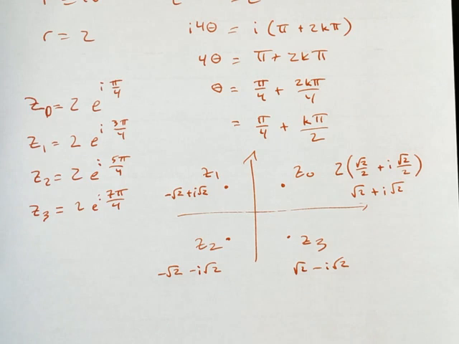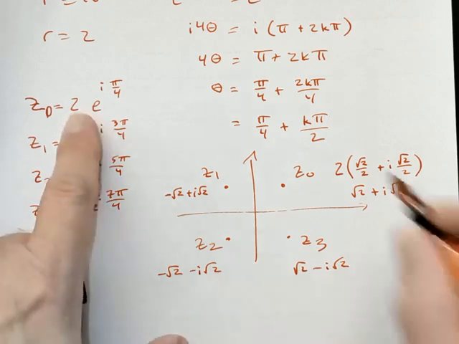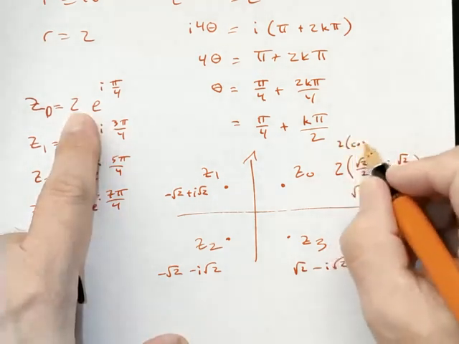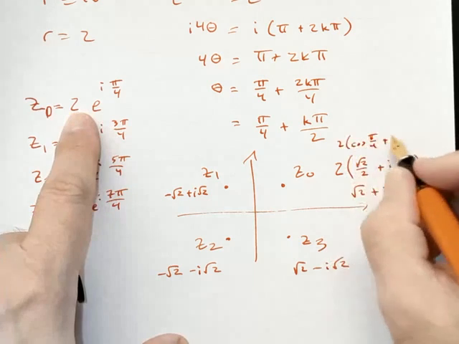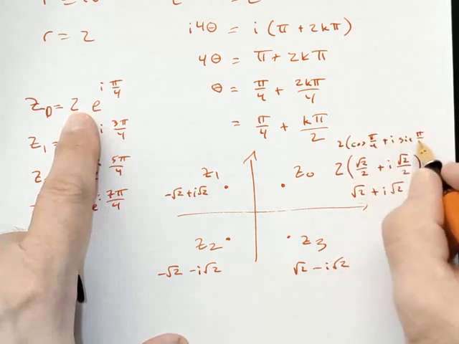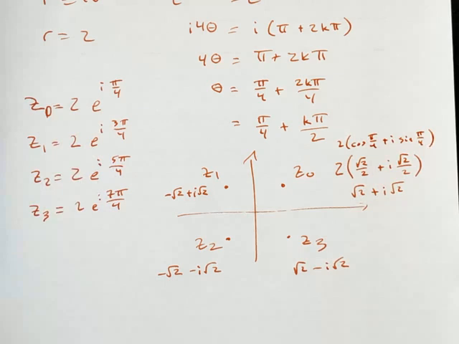Do you go for like the first calculation, Z0? Oh, absolutely. 2 cosine pi over 4 plus i sine pi over 4. Isn't that what the e is? The shorthand for the cosine and the sine? Yeah, I see it.